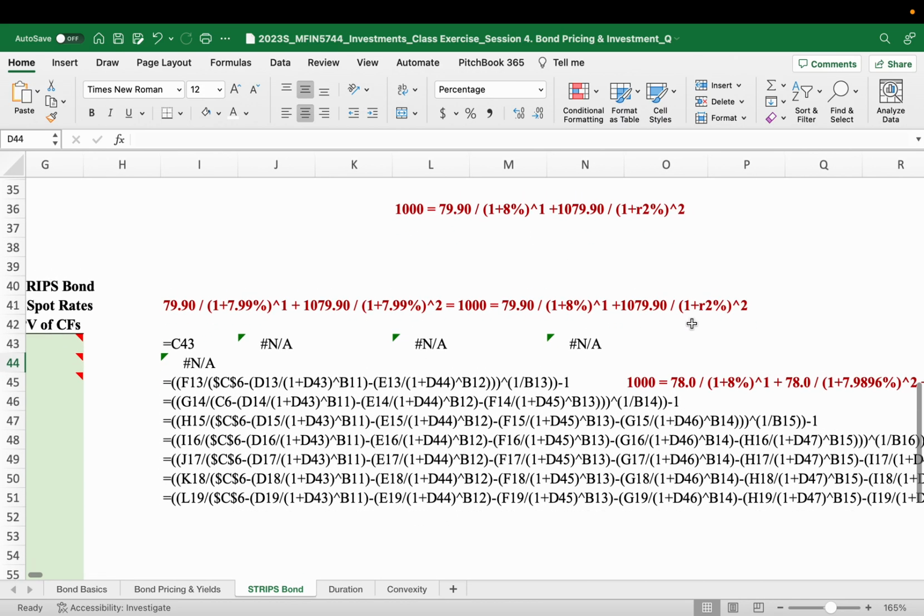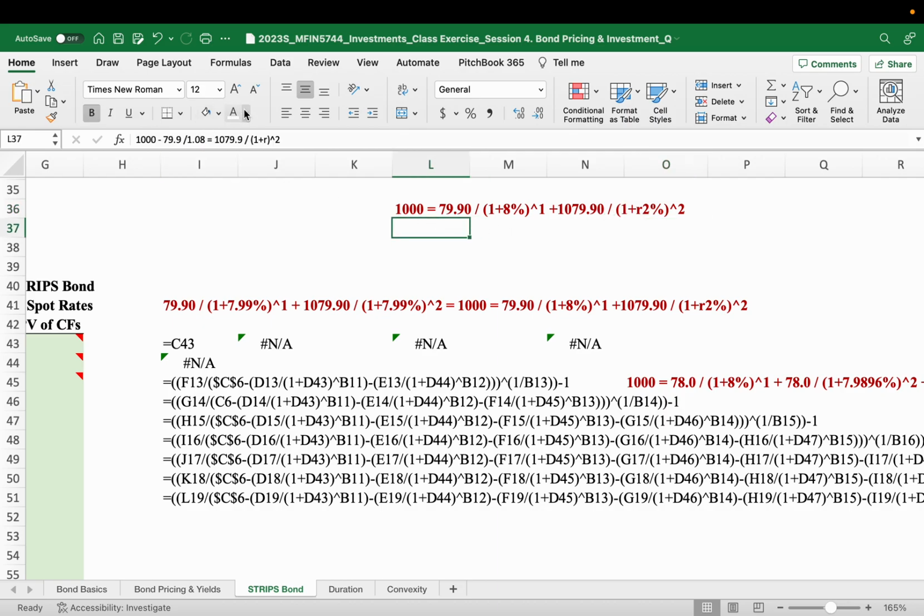But here, the second year spot rate to discount this 1,079.9, the last year cash flow, we need to find based on this equation, right? To the power of 2. So that must be equal to $1,000, right? So how to calculate this R? We have all the inputs, right?